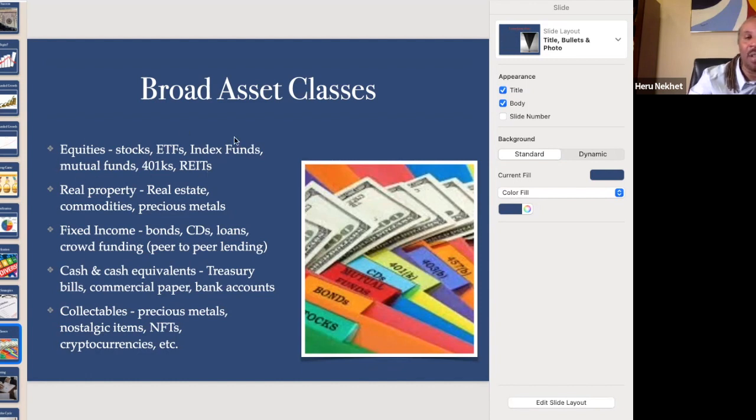So these are equities. Then we have real property. Most of the time when we talk about real property, we talk about real estate. So anything tangible is considered real property. So real estate, commodities, meaning like barrels of oil, precious metals, gold, silver, that's considered real property.